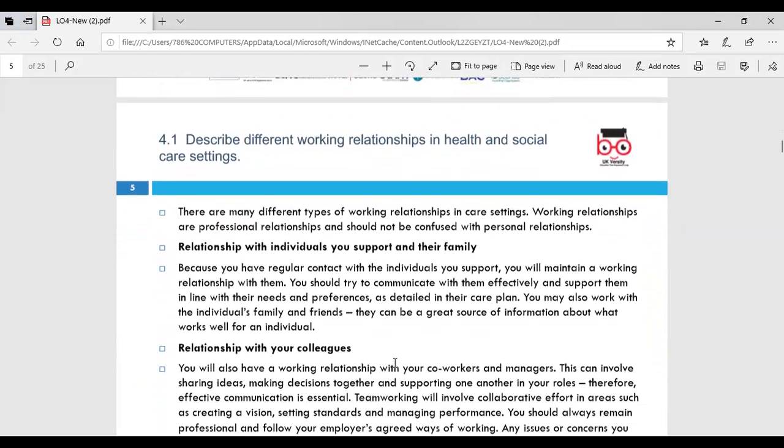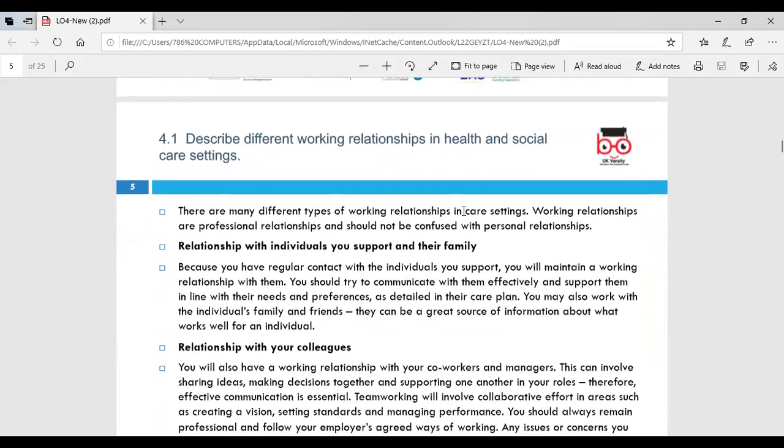A bit about different working relationships in health and social care settings. We've talked about what relationships and what groups are involved, those 4 categories. When you're working with individuals and their families, it is important that you have a good working relationship with them. Communicate everything so there's a lot of transparency, support them when they need your support, and give them preference when their care plans are being discussed. They can be a great source of information about what works well for an individual.